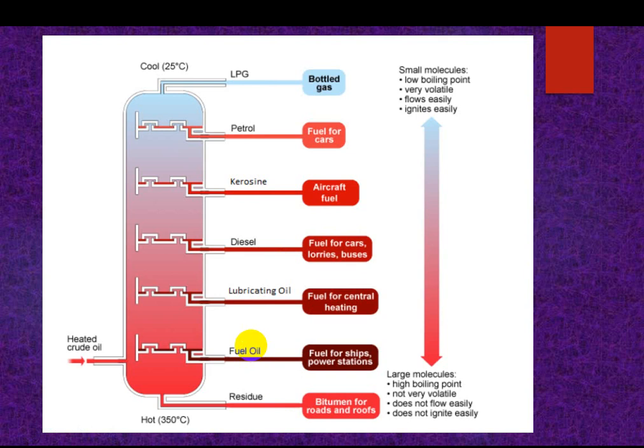Okay, look, this is given. These are small molecules at the top. Small molecules have low boiling points, are very volatile, and flow easily. They easily catch fire, easily become gas, ignite easily, are flammable, runny, and very volatile with low boiling points.